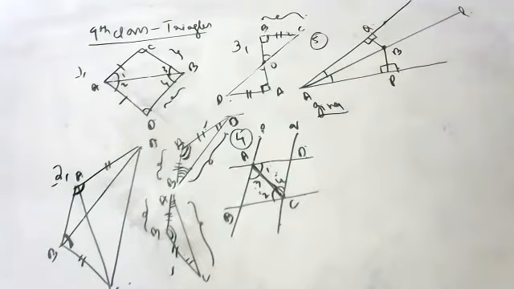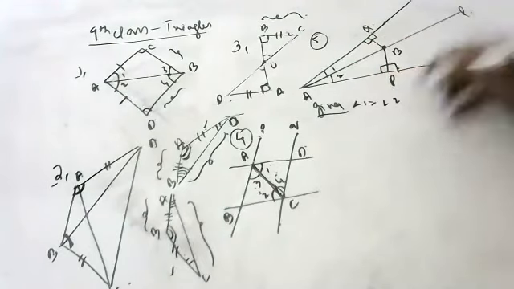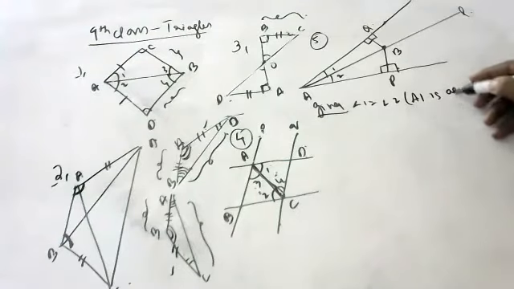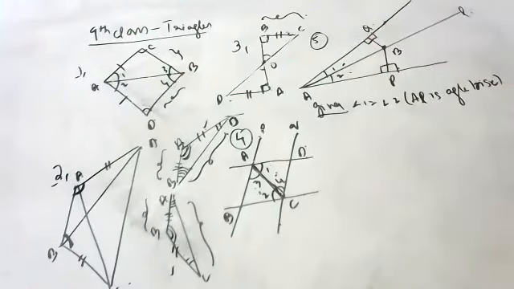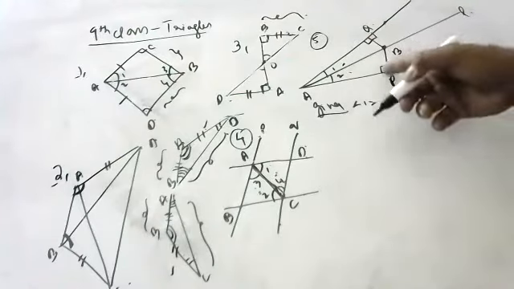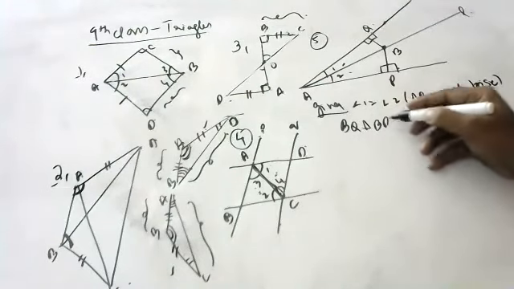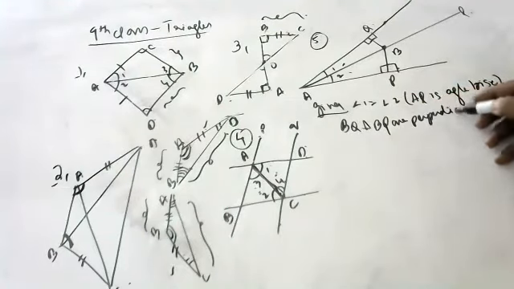What does given mean? They said that line L is the bisector. Bisector means angle 1 is equal to angle 2, because AL is the angle bisector. Angle bisector means this angle is equal to this angle. And they also said that these both are 90 degrees. He said that BQ and BP are perpendiculars.